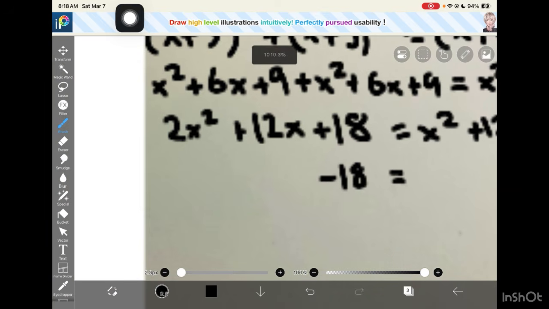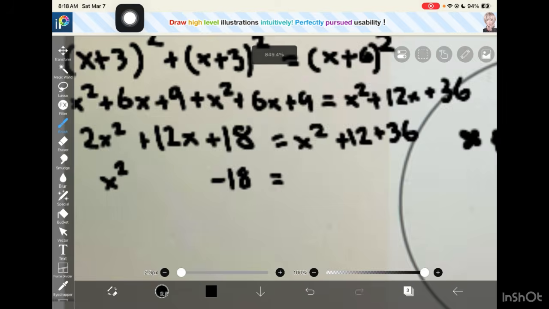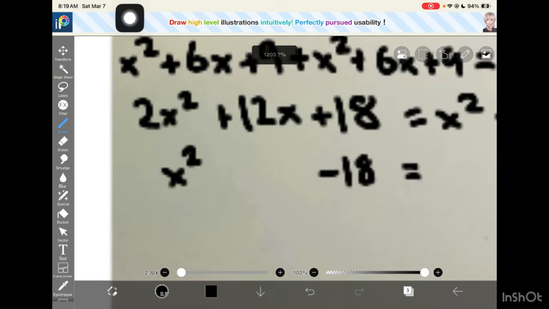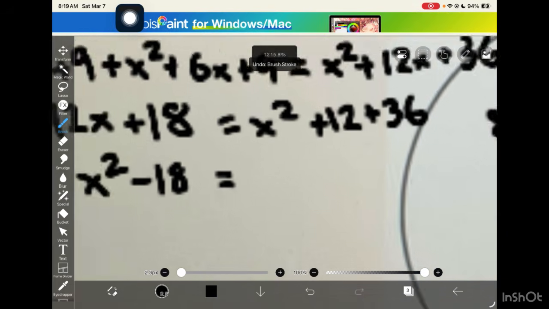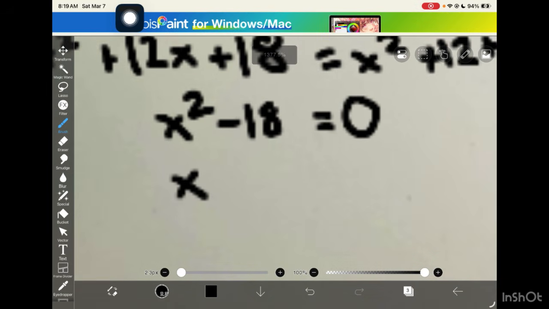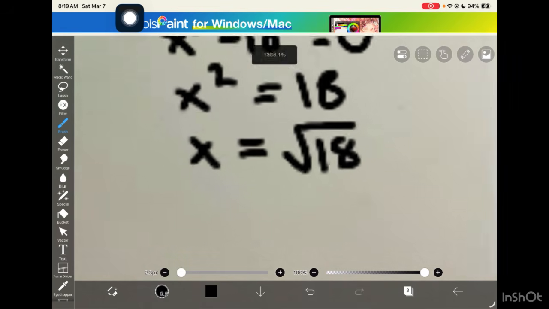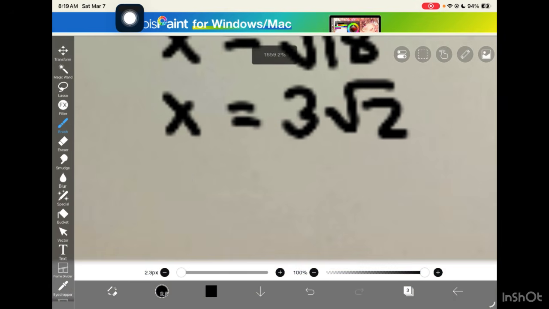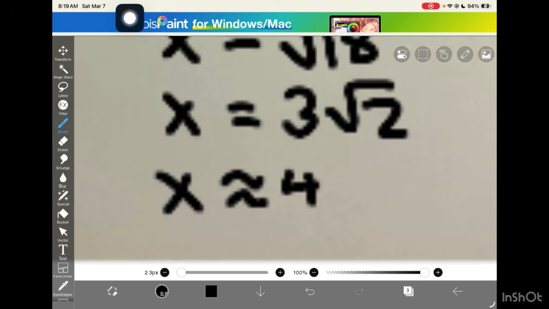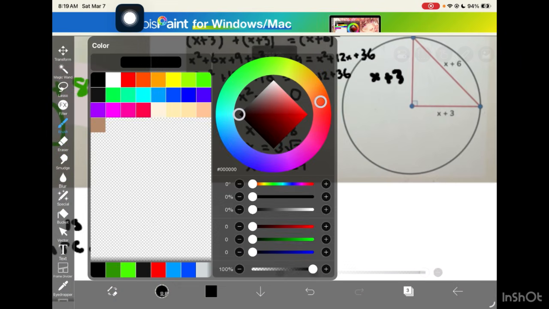Then transposition: x squared becomes negative x squared, so it becomes x squared, and then the 12x just cancels each other out. So it's x squared minus 18 is equal to 0. X squared equals 18. X is equal to the square root of 18. X is equal to 3 root 2, which is about 4.24. I don't know why they included this. This is a pretty complicated one. But yeah.